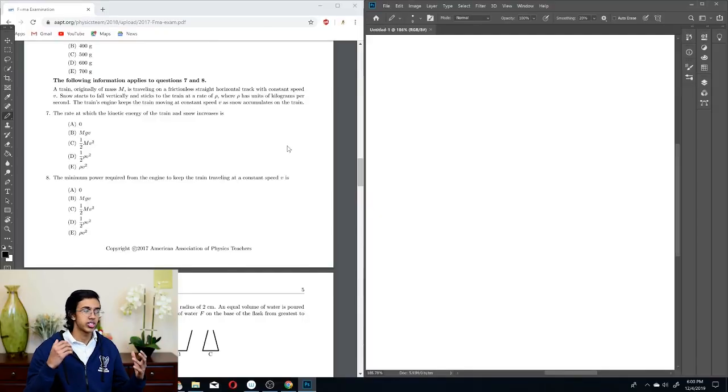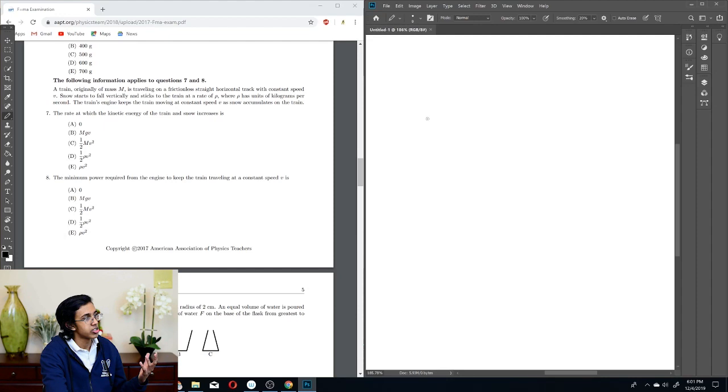Alrighty, starting with number 7, we've got a train, originally of mass m, traveling on a frictionless, straight, horizontal track with constant speed v. Snow starts to fall vertically and sticks to the train at a rate rho, where rho has units of kilograms per second. The train's engine keeps the train moving at constant speed v as snow accumulates on the train. It's asking for the rate at which the kinetic energy of the train and snow increases.